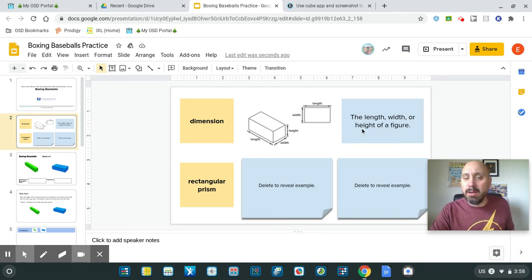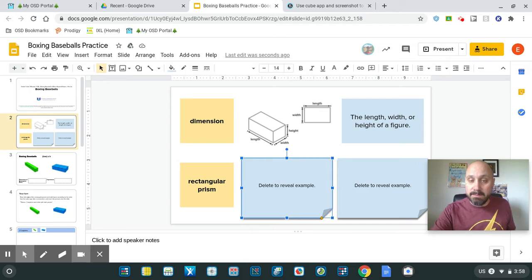And then what I would like you to do is write the definition for a dimension. So the length, width, or height of a figure. Okay. I'm going to show you Mr. Mack's example of what I want you to do too. Then I want you to do the same thing for rectangular prism.